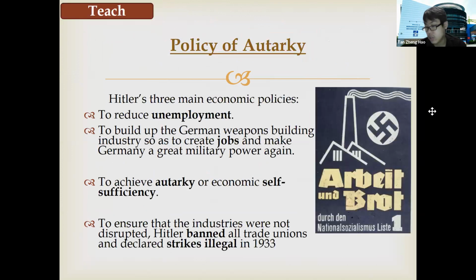Germany, Hitler basically has a goal for the economy. He wants to pursue the policy of autarky. Autarky means they want to be self-sufficient.